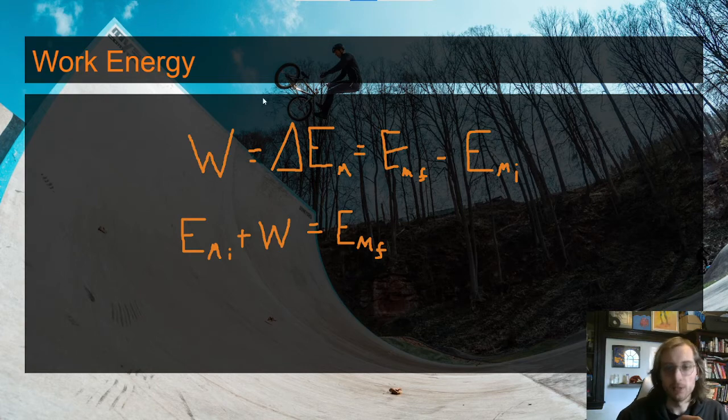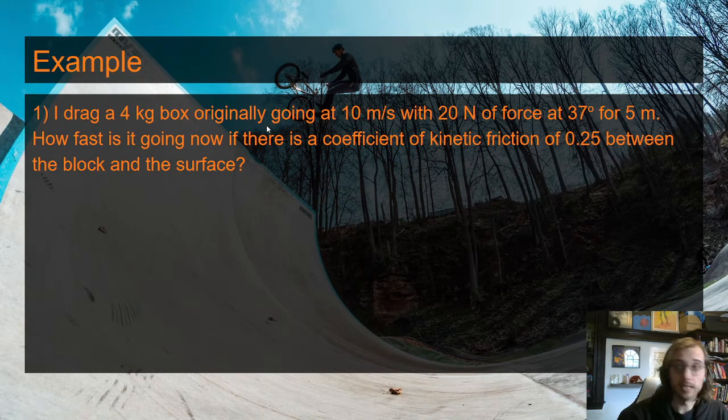So actually going ahead and doing some examples: I drag a 4 kilogram box, originally going at 10 meters per second, with 20 newtons of force at 37 degrees for 5 meters. So a bunch of stuff here, but we've got some motion, we've got some forces, and we've got some distances. How fast is it going now if there's a coefficient of kinetic friction of 0.25 between the block and the surface? So you could, in theory, use kinematics for this one.